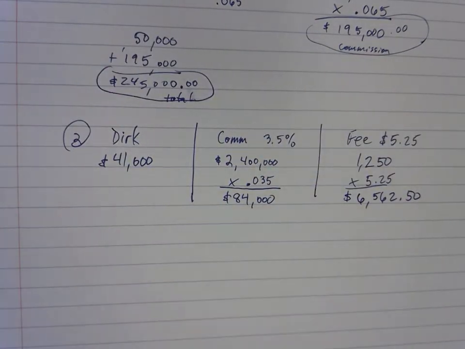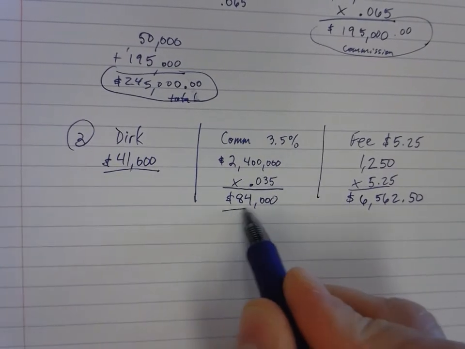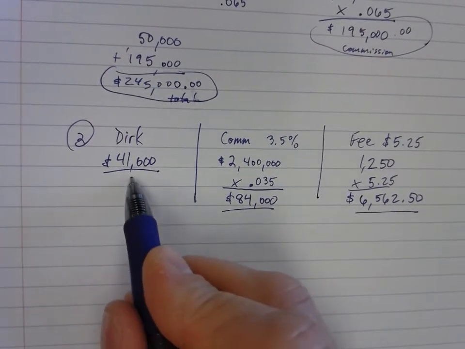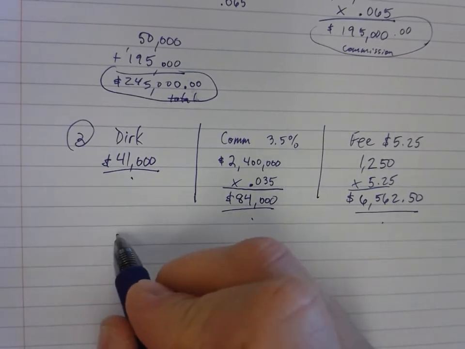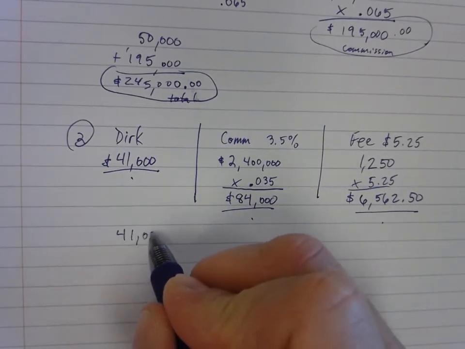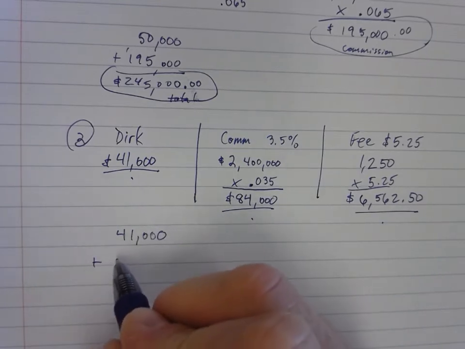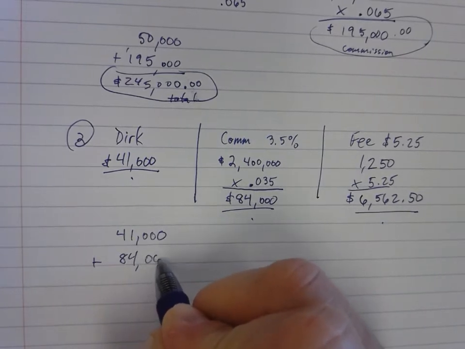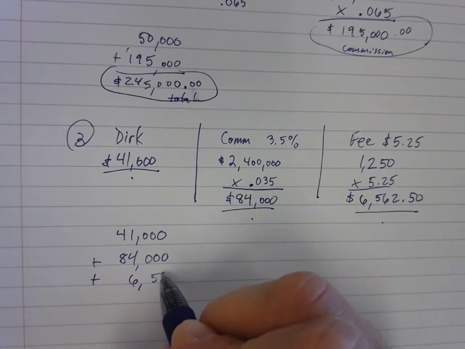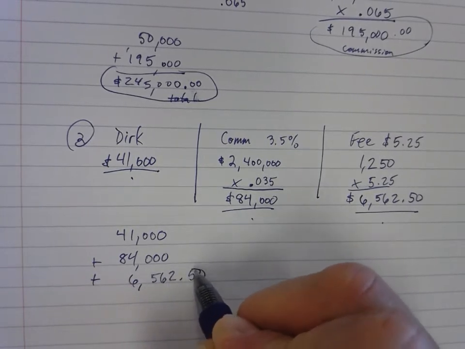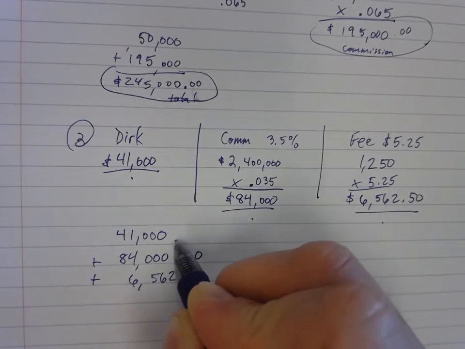All right, and then of course it says what are his annual earnings, where we're going to add all three of these together. Okay, base salary, commission, fees. So of course we come down here and do 41,000 plus the 84,000 plus the 6,562.50. Okay, on these other ones, of course, you just add your decimal 0, 0, because there's no cents on those.